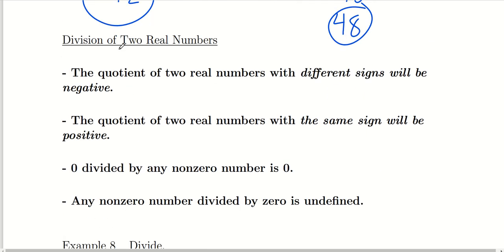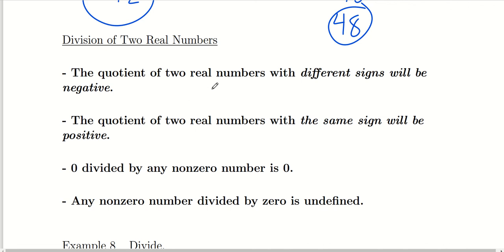Let's take a look at the next part, division of two real numbers. The rules for division are exactly the same as those for multiplication. If you're dividing and they have different signs, the answer will be negative. If you're dividing two real numbers and they have the same sign, then the answer will be positive.